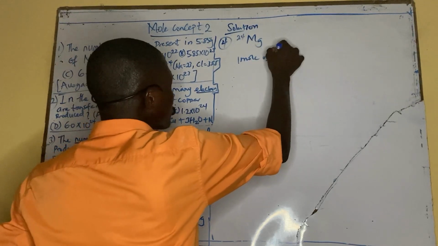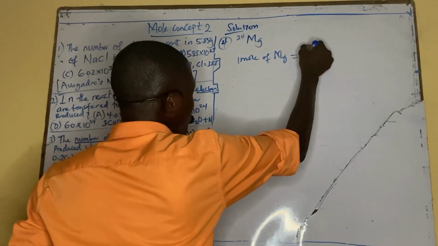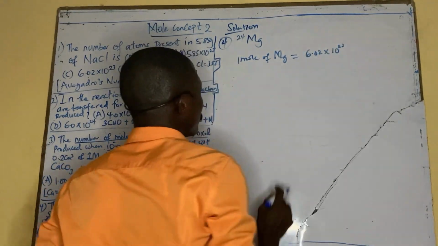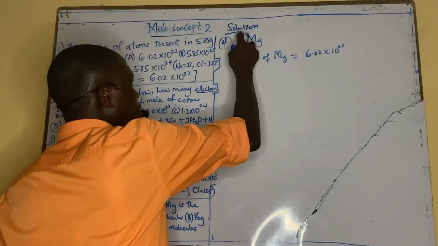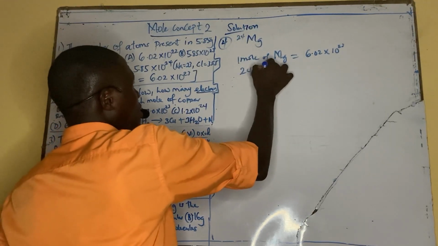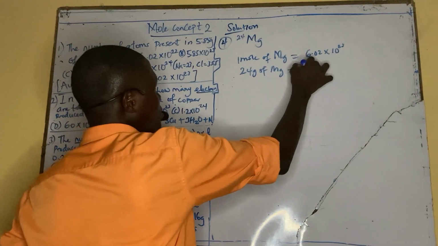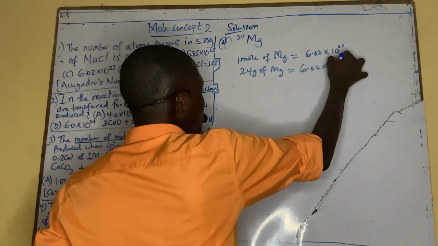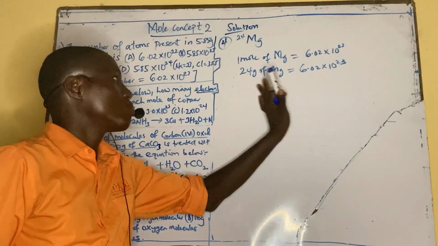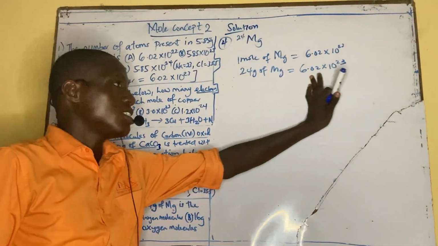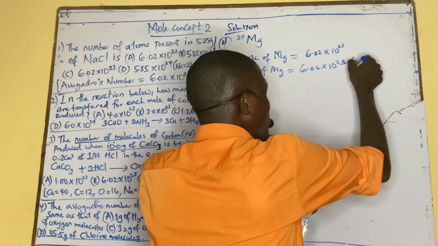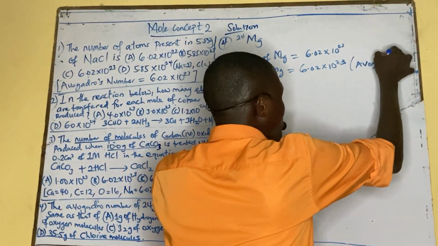of a substance is equal to the Avogadro's number. And 1 mole of this magnesium is the same as 24 grams of magnesium, which is equal to 6.02 times 10 raised to power 23. So they were right when they said the Avogadro's number of magnesium, 24 grams, is 6.02 times 10 raised to power 23, which is Avogadro's number. They were right.